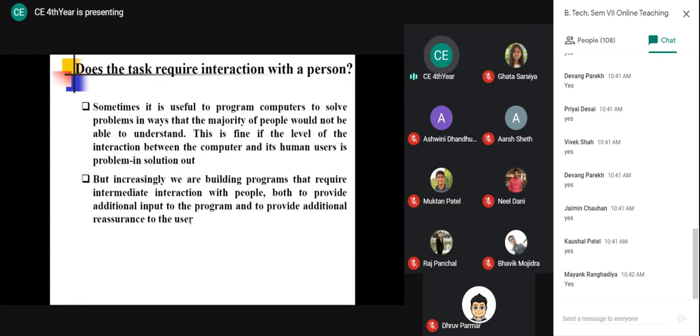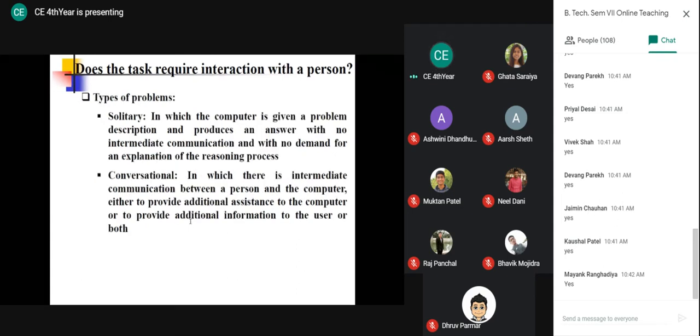Based on that, you can say that there are two classes of problem in this characteristic. One is solitary and another is conversational. One is solitary. Solitary means in which the computer is given a problem description and produces an answer with no intermediate communication and with no demand for an explanation of the reasoning process.